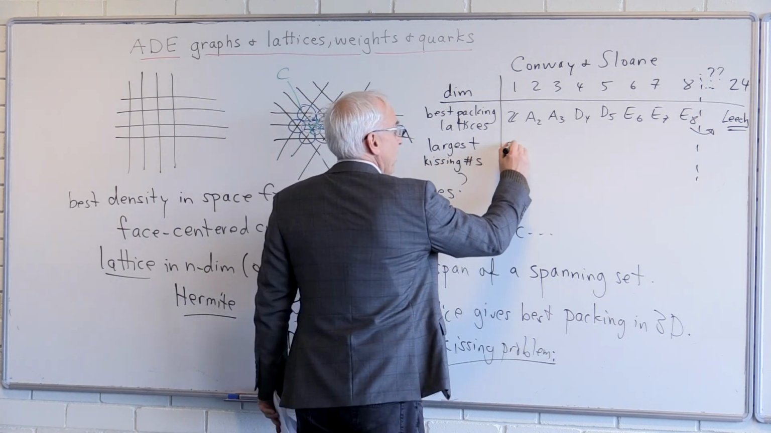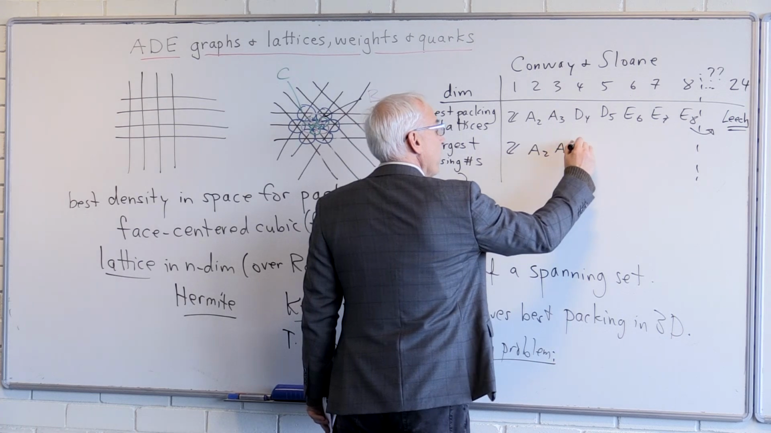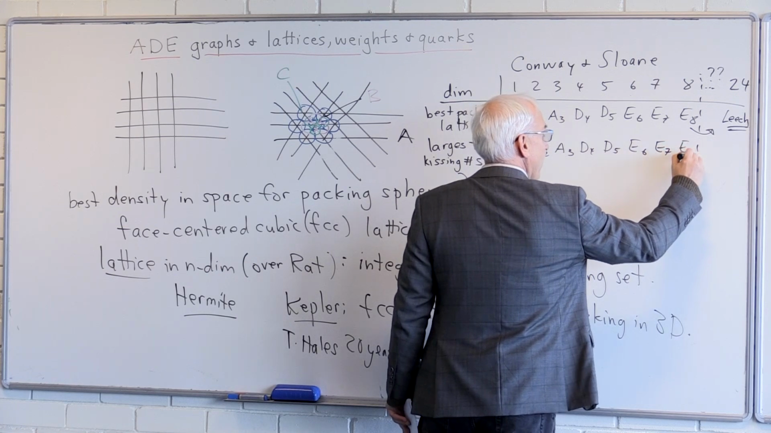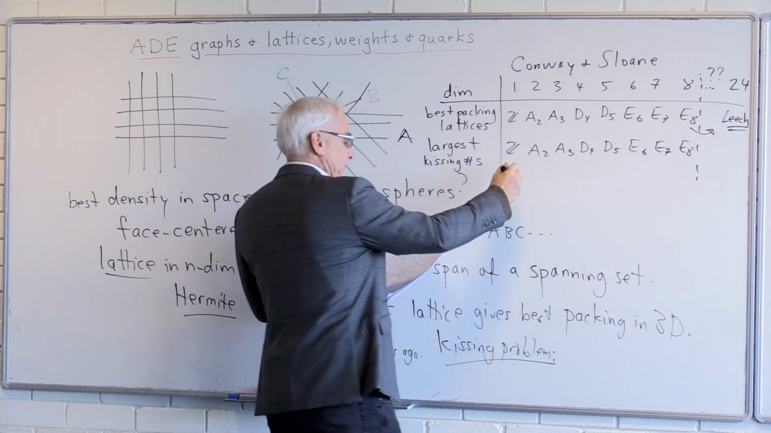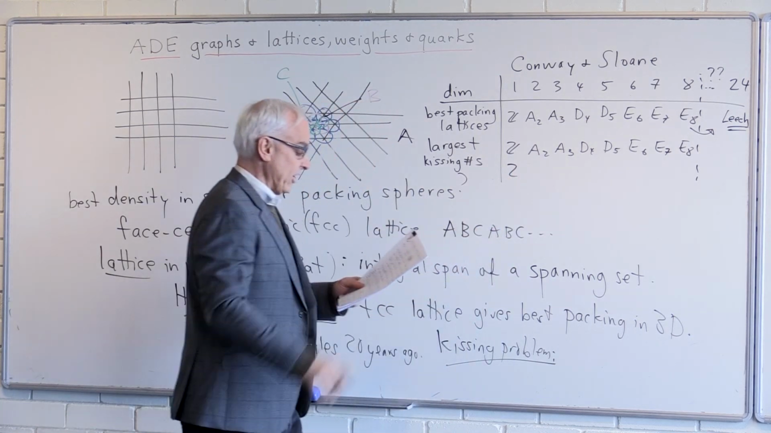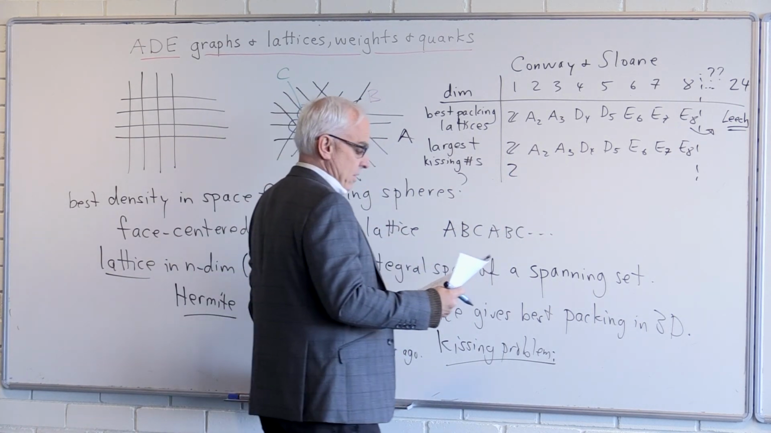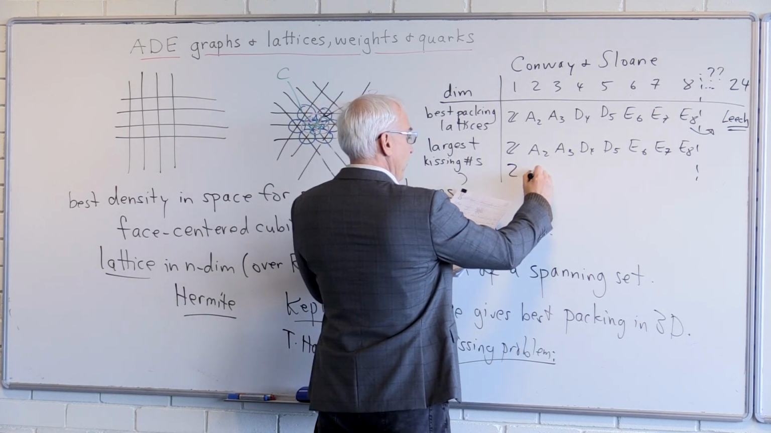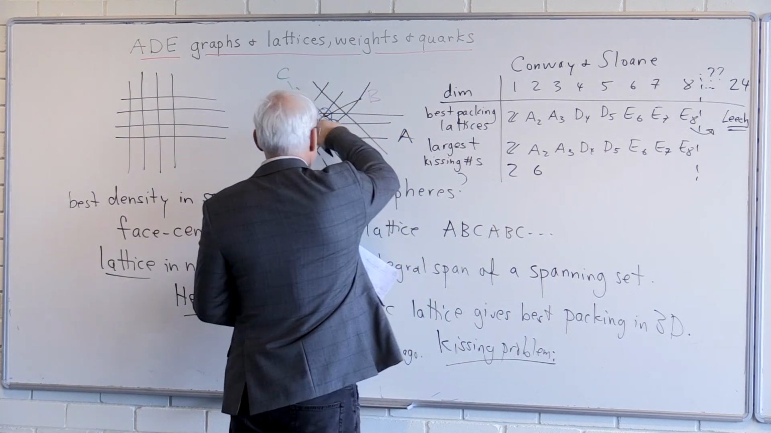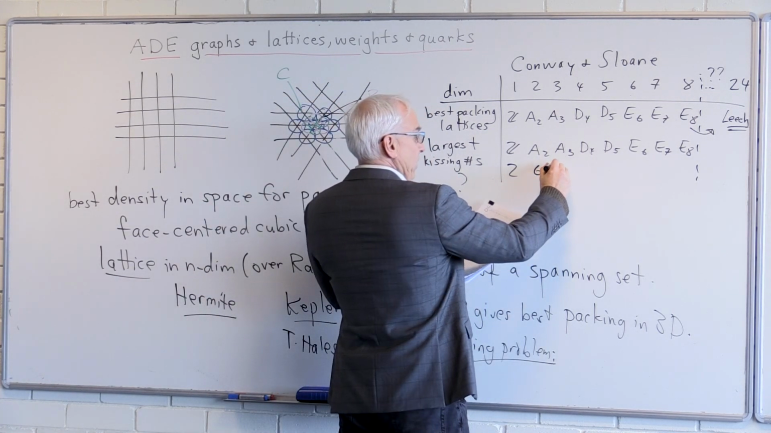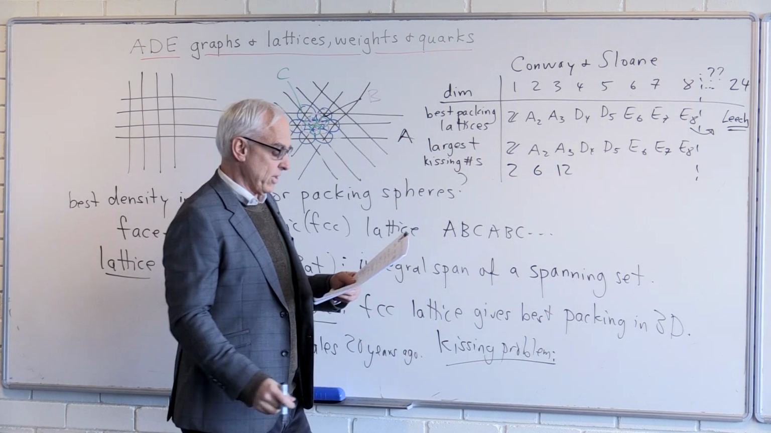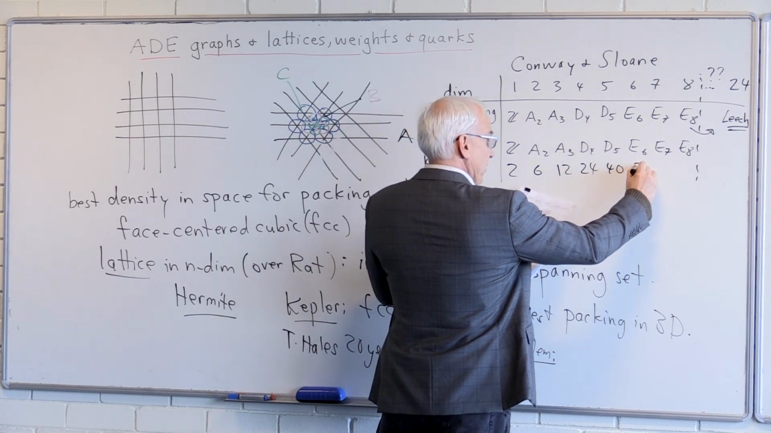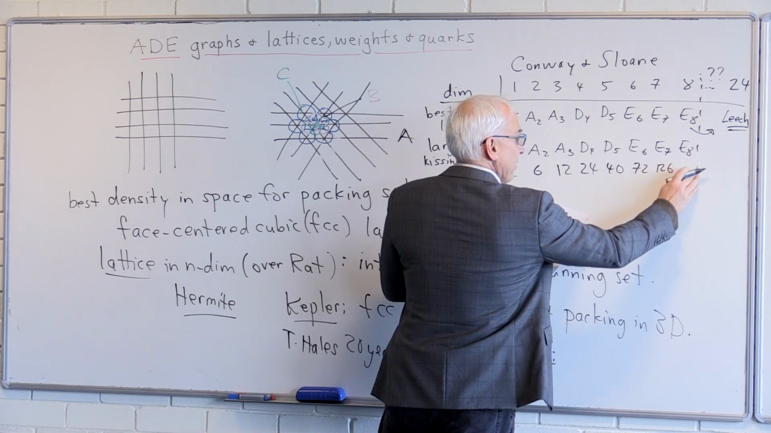And here the answers are Z, A2, A3, D4, D5, E6, E7, and E8. And the kissing numbers are, so the number of spheres that you can put around the central one, for 8, 2 in dimension 1, and then 6 in dimension 2, that's that story there, 12 in dimension 3, and then 24 for D4, and then 40, and then 72, and then 126, and then 240.